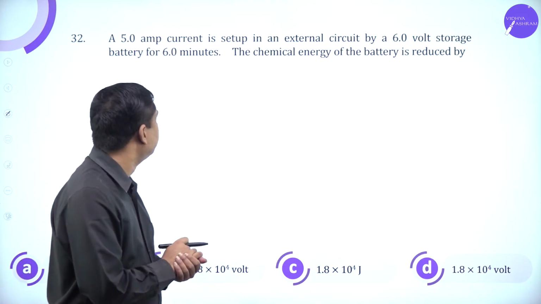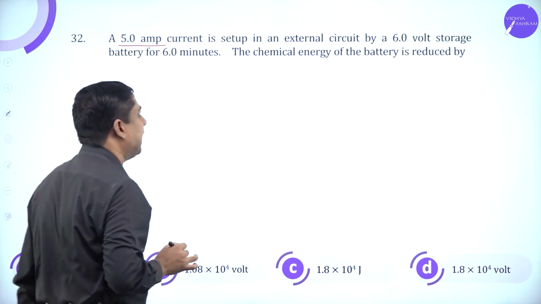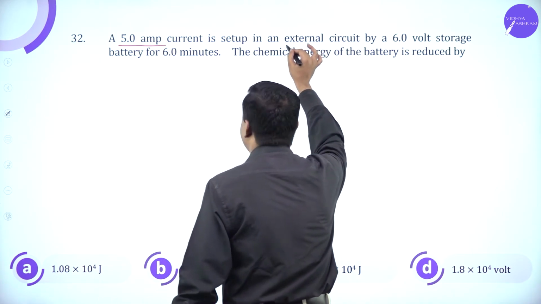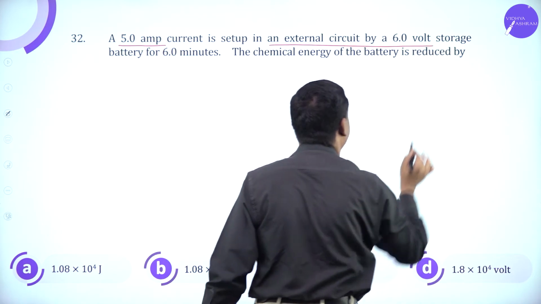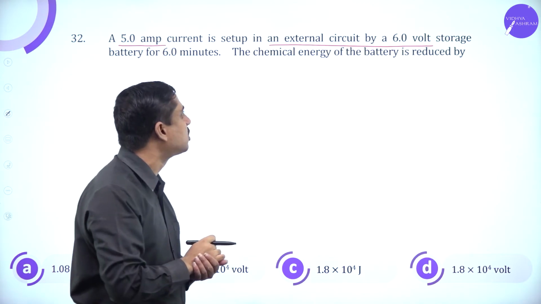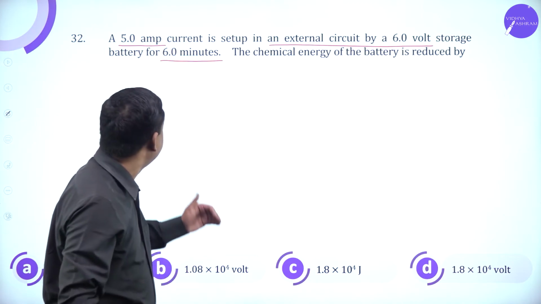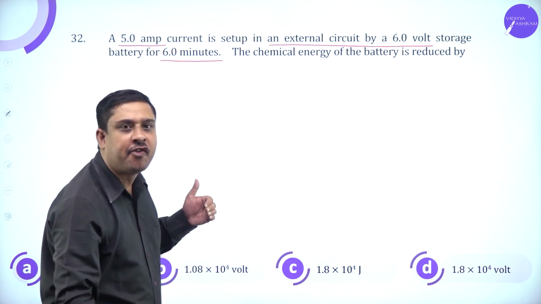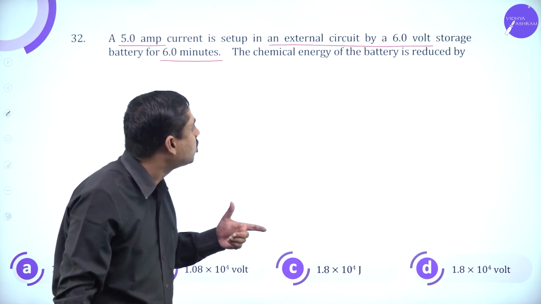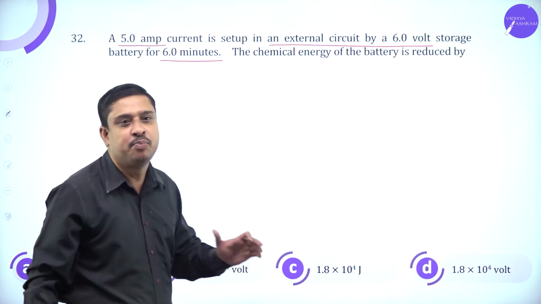Again, an interesting one. 5 amp current is set up in an external circuit by a 6 volt source for 6 minutes. Current of 5 ampere is set up in a source using a 6 volt battery for 6 minutes.